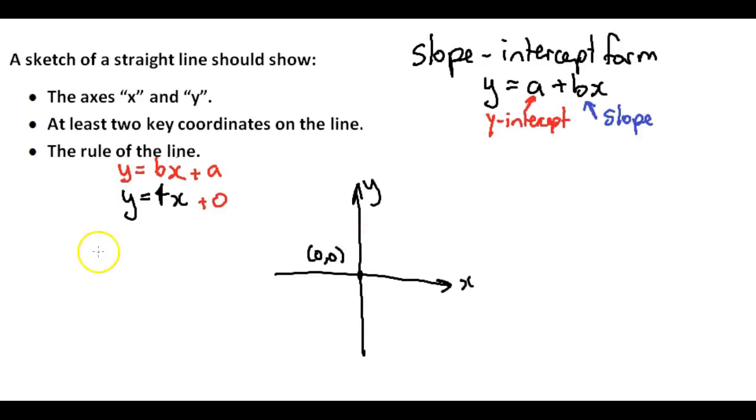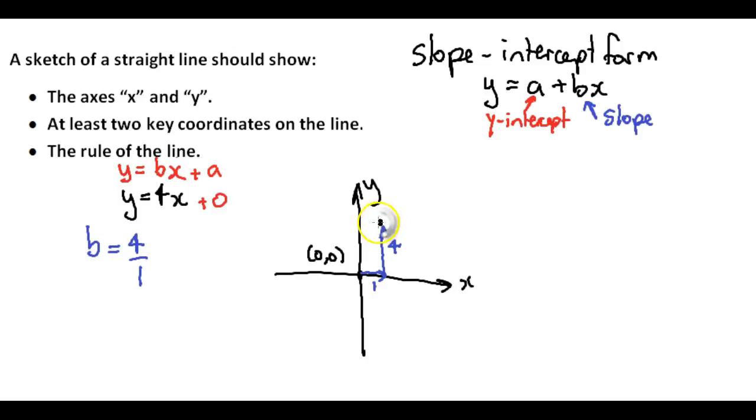Now the gradient of this graph is 4. And we want to write that like a fraction because I want to draw a right-angled triangle from my known point, 0, 0. This time the gradient is positive, so it goes up to the right. So I'm going to go across 1 and up 4. And that gives me a second point on my line.